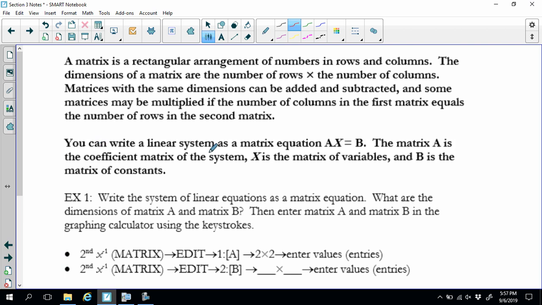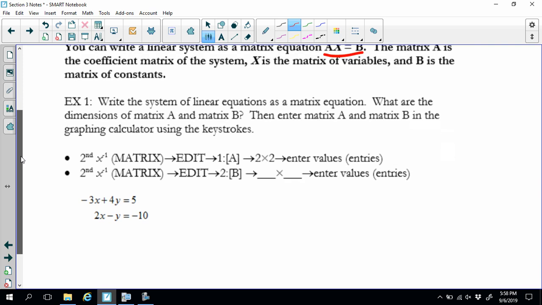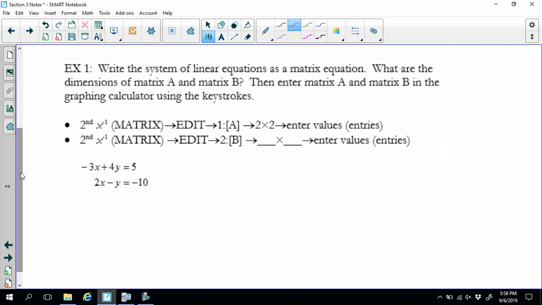Now, we can write a linear system as a matrix equation: AX equals B. Now, the A matrix is the coefficients, the X matrix is the variables, and B is the matrix of constants. So for our very first example, we're going to write the system of linear equations as a matrix equation. Then we're going to figure out the dimensions of our A matrix and B. Lastly, we're going to use keystrokes on our graphing calculator to find the solution.